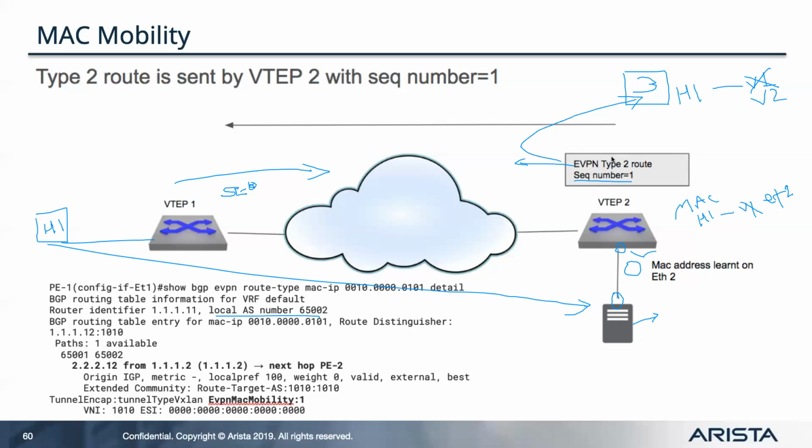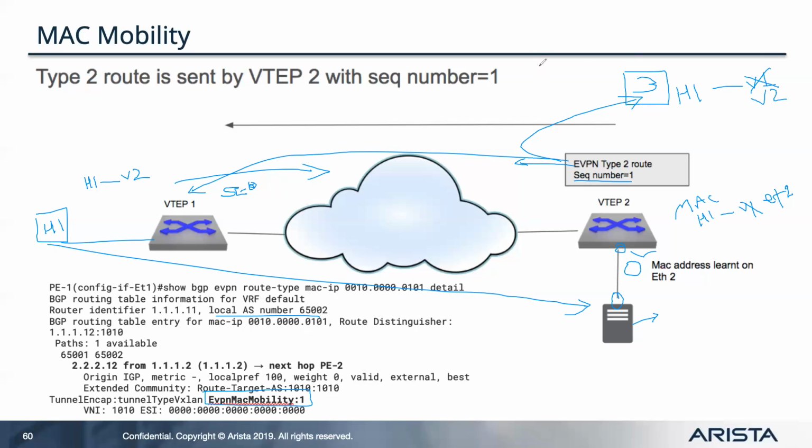Similarly, when this route is received by VTEP1, it will also update its MAC table and change H1 to VTEP2, instead of the previous locally learned entry. So that's where this sequence number field comes into play, and it will be added like this. It will also be visible in a packet capture, and in the command output you can see that it is sending sequence number 1.